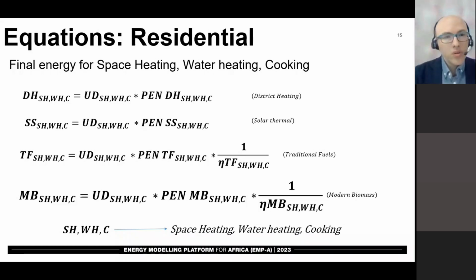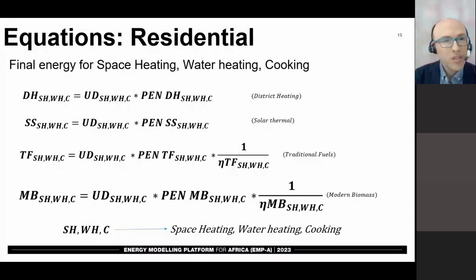For the traditional fuels, we multiply the useful demand by the penetration rate for the traditional fuels, and we divide this by the efficiency of the traditional fuel. And in the same way, we can calculate the final demand for the modern biomass, which is the useful demand multiplied by the penetration rate of the modern biomass, divided by the efficiency of modern biomass. And these equations are the same for the three uses: space heating, water heating, and cooking.